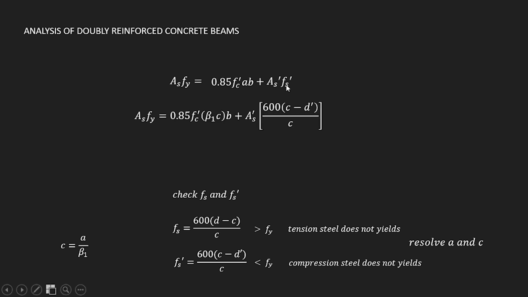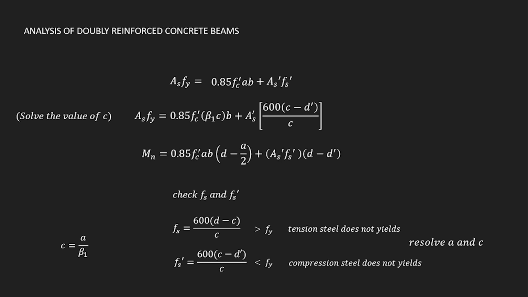So, substitute the value for Fs prime, that is 600 times C minus D prime all over C. And for our value for A, that is beta 1 times C. So, using this equation, i-solve natin yung value for C. And after natin ma-solve yung value for C, saka natin magagamit yung new formula for our Mn.